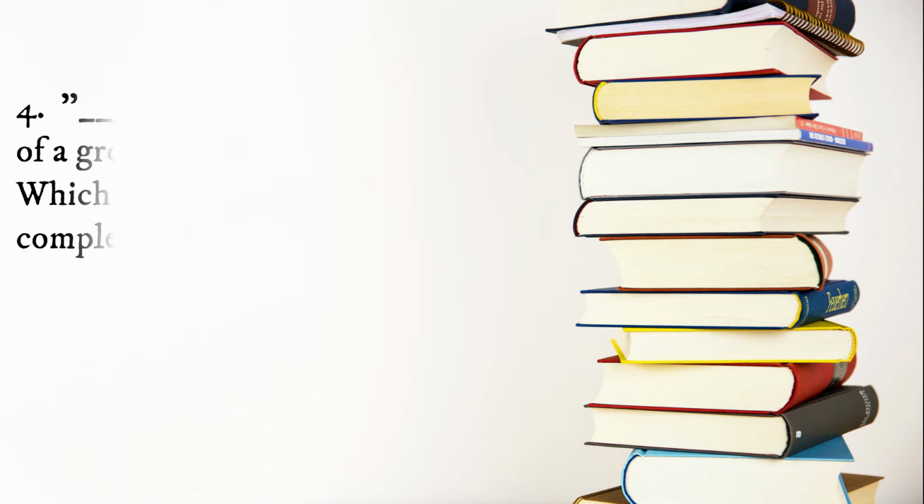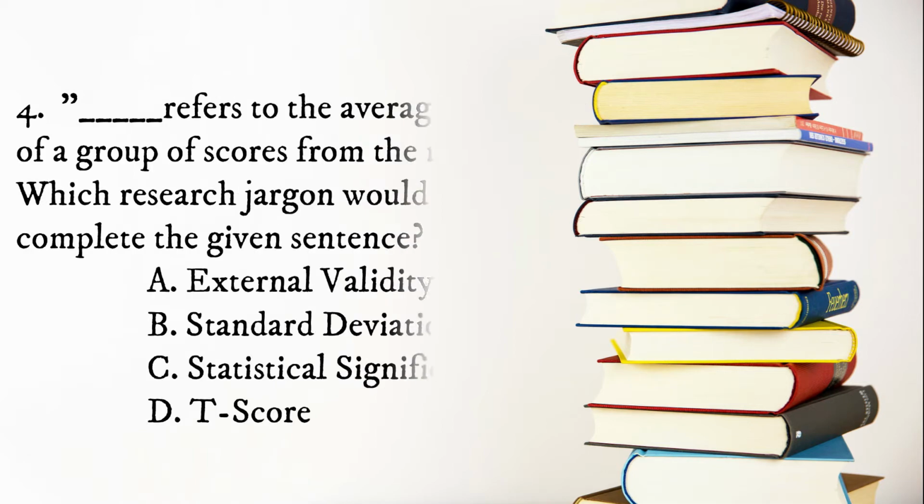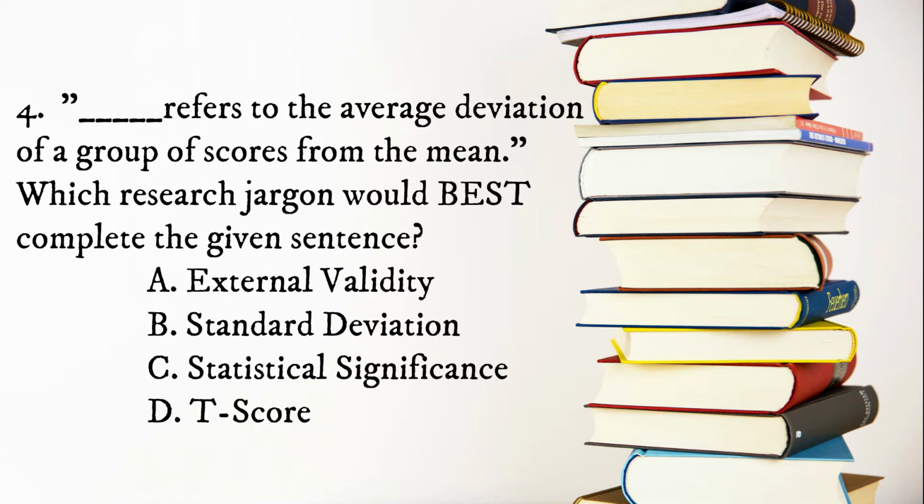Number 4. Blank refers to the average deviation of a group of scores from the mean. Which research jargon would best complete the given sentence? A. External validity, B. Standard deviation, C. Statistical significance, or D. T-score?